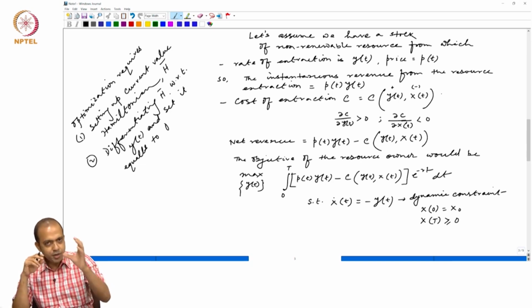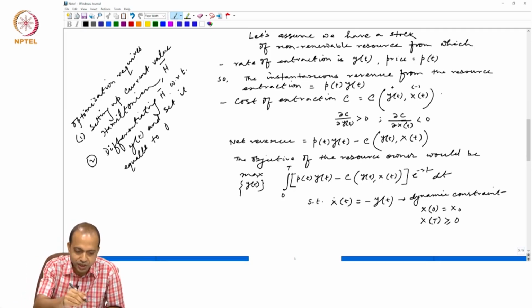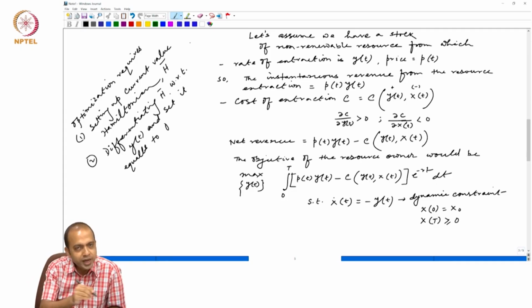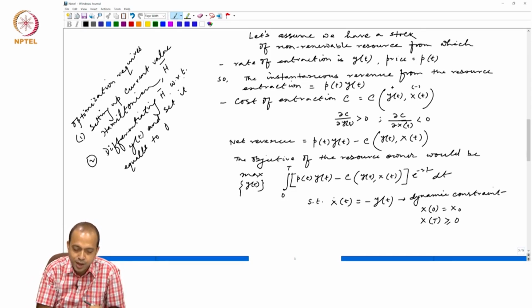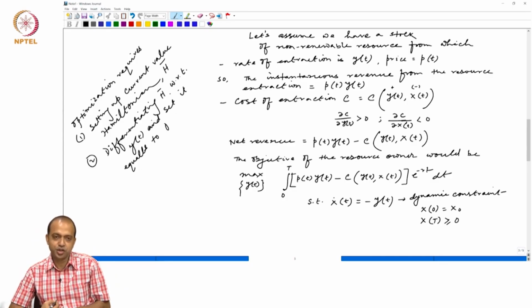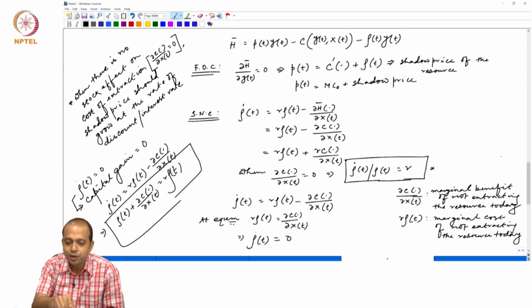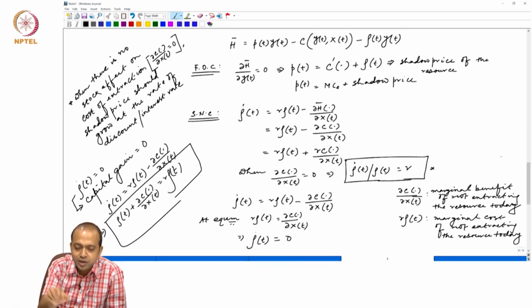Okay. And optimization basically requires two steps to be involved. First of all, setting up the current value Hamiltonian H bar, and then, like any other standard optimization, differentiating the current value Hamiltonian with respect to your decision variable y_t and setting it equal to 0. If we follow these two steps, the first step is that we set up the Hamiltonian. And how do we set up the Hamiltonian?